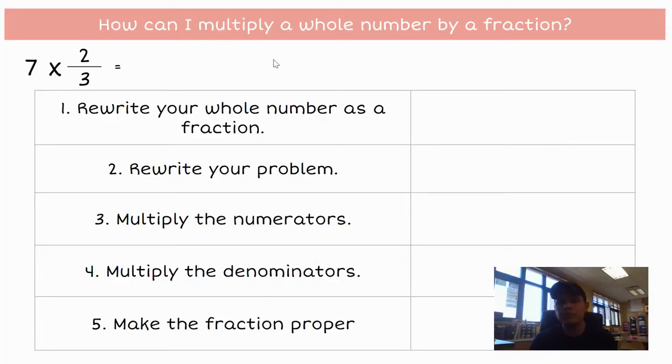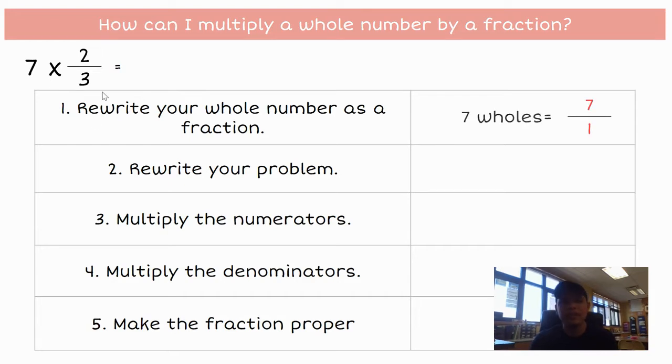Your objective is I will multiply a mixed number by a whole number. So how can I multiply a whole number by a fraction? Remember in lesson 8.3, we used a model to do this. But now we're going to show you how mathematicians just use their math symbols and their numbers to multiply whole numbers by fractions. So here we have the whole number 7 multiplied by the fraction 2/3.